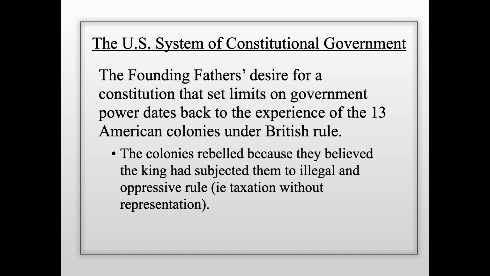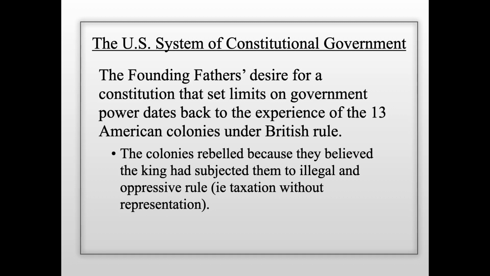The particular issue of taxation led to the famous saying that I'm sure you've probably all heard: no taxation without representation. You cannot tax us without our representation in the government, our opinion being heard. And so because they felt that the government had violated its constitution and its political obligations to them, they felt they had no choice but to rebel and then ultimately declare their independence.